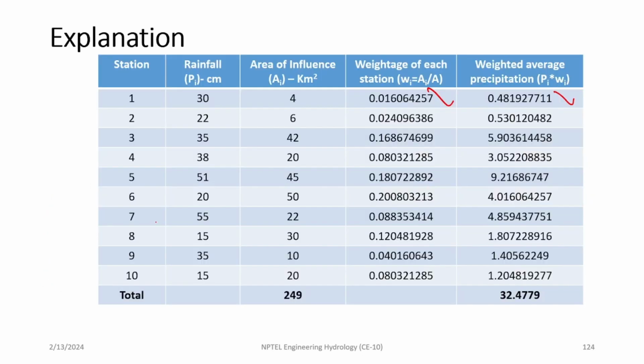Yes, you can also check for the second station, and if you get this, then I can move ahead. Sure, 1 minute. So 6 by 249, 0.024 is correct, and then we multiply by 22. 0.530 is correct. Okay, good.